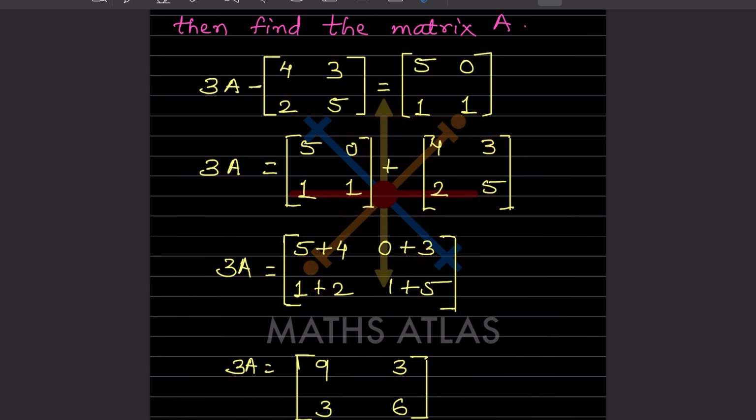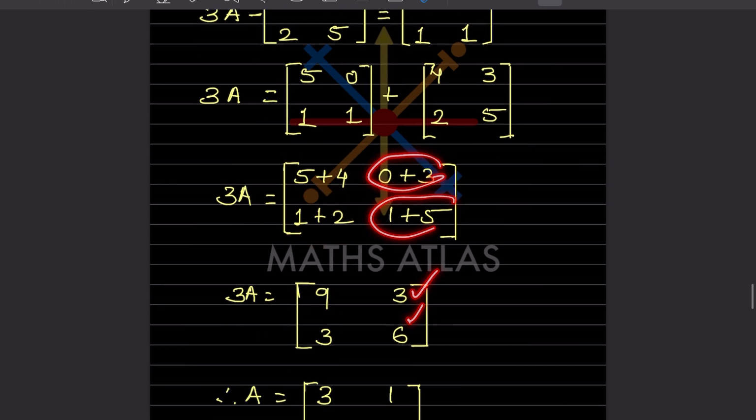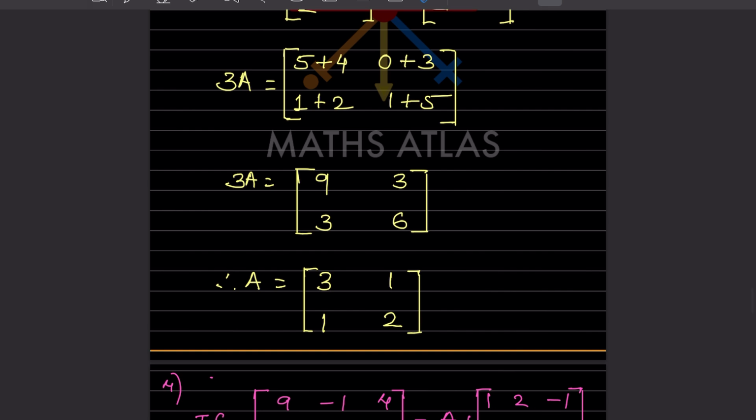So 3A is this one. So now when you add, this will be 9, this will be 3. This also is going to be 3 and this is going to be 6. So now look at here, 3A is this, as given. So whenever you have this one, 3A is 9. So A is going to be what? 9 divided by 3, that is going to be 3. This is what is here.